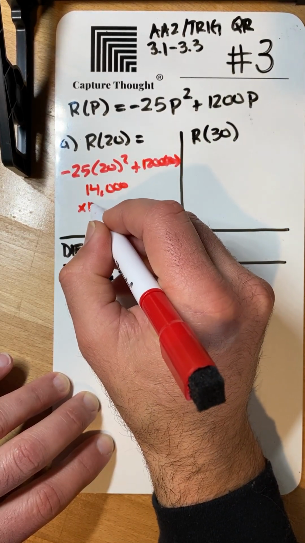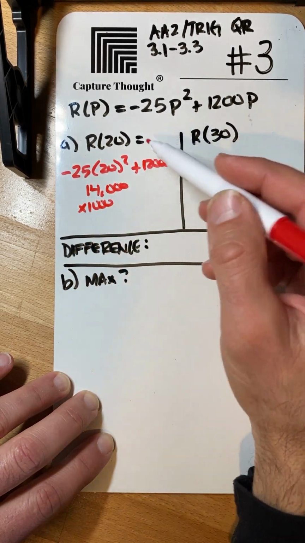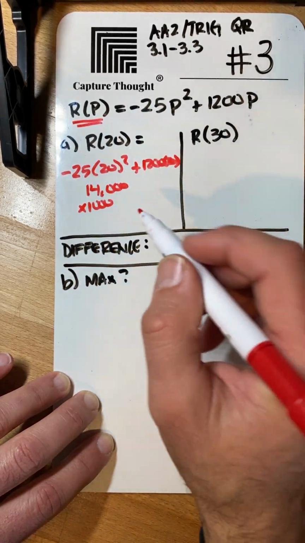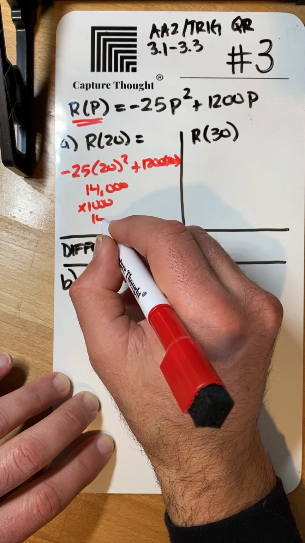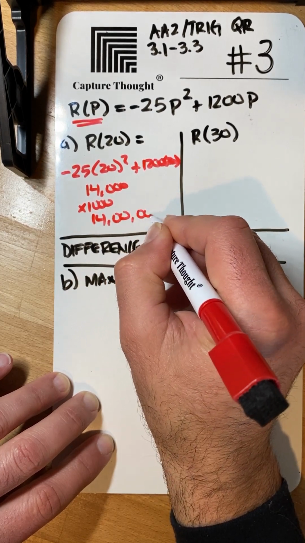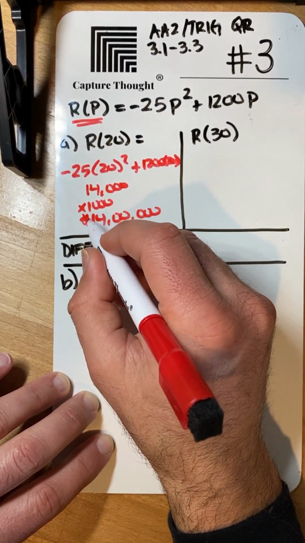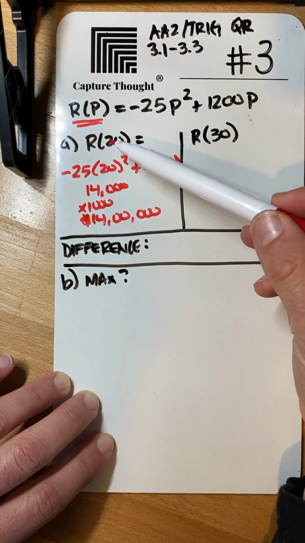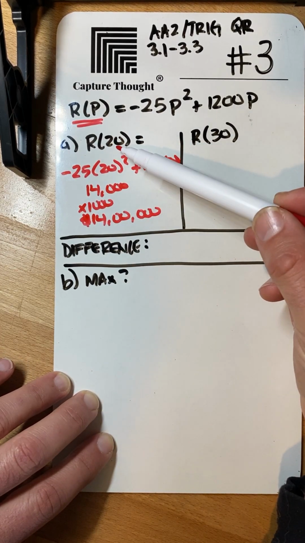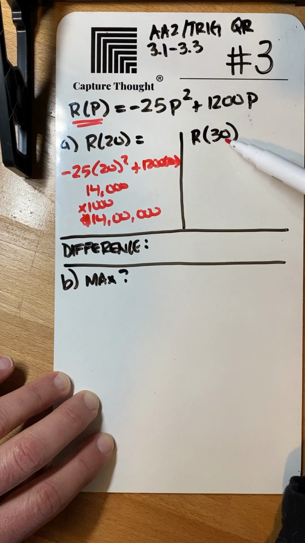But remember, you want to multiply this by 1,000 because it says R of P is measured in thousands. So that's going to give you a value of 14 million. That's your first answer, okay? So you would generate a revenue of $14 million if you sold your video games at 20 bucks each. What would happen if you sold them at 30 bucks each?